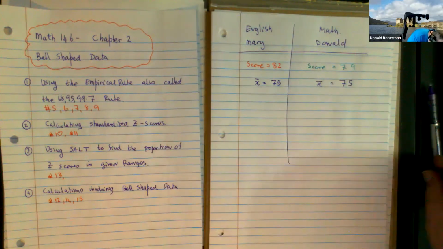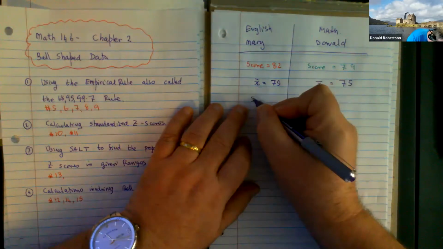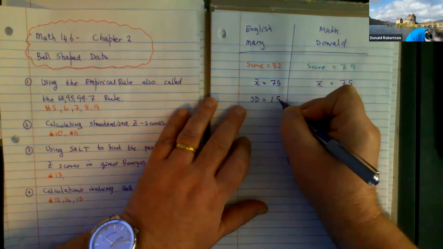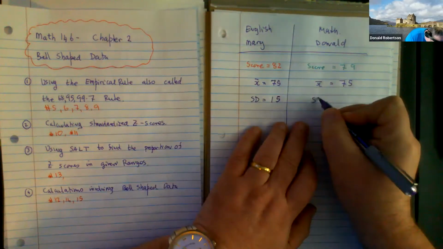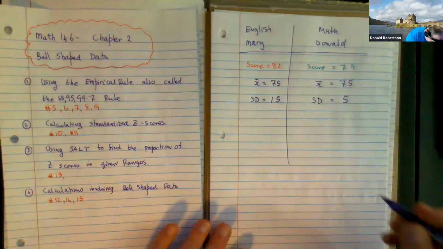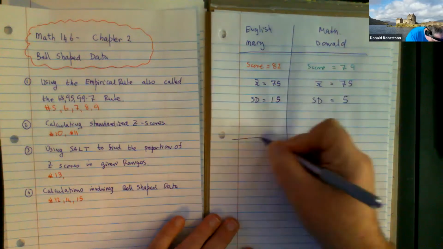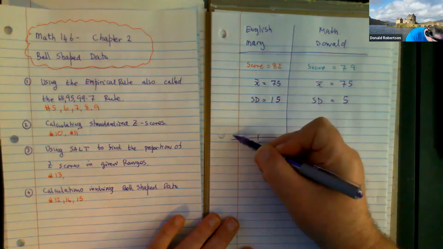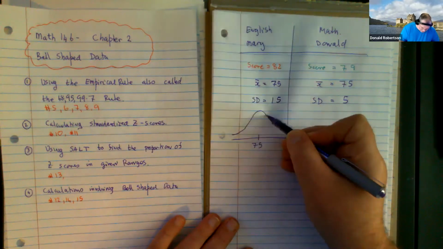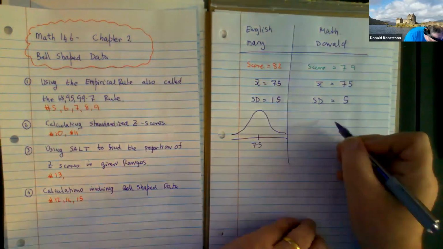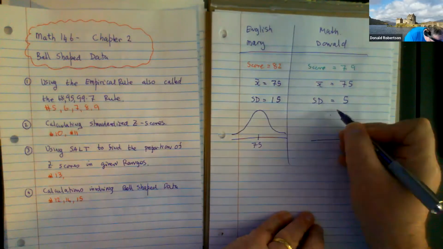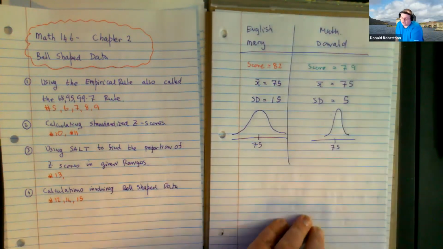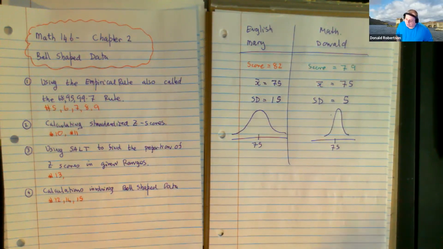So we also need to know what the standard deviation is. And in this class, the standard deviation was 15. And in the math class, the standard deviation was only 5. So if I did a little histogram of this class, there would be 75, right? And since the standard deviation is quite big, it would look kind of stretched out a little bit. In this class, there's 75, but since the standard deviation was 5, can you see there would be a lot less variation, right? A lot less wiggle room.